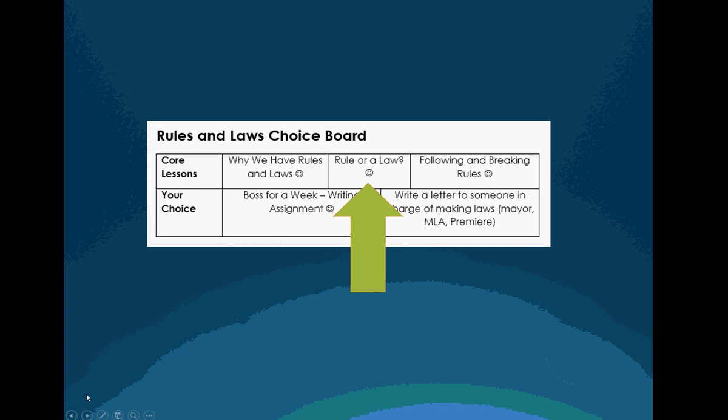Great job. You're already moving on to the second core lesson. This one is a little quiz, and it's asking you, is that a rule or is that a law? Let's get started.